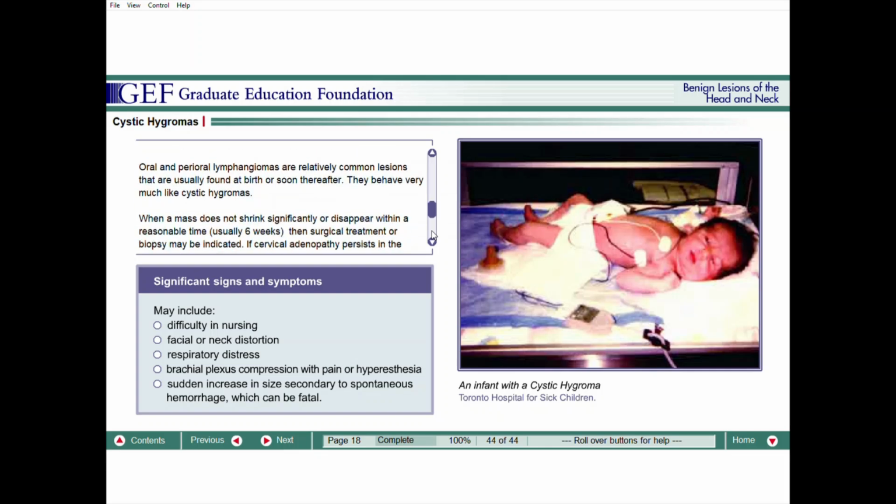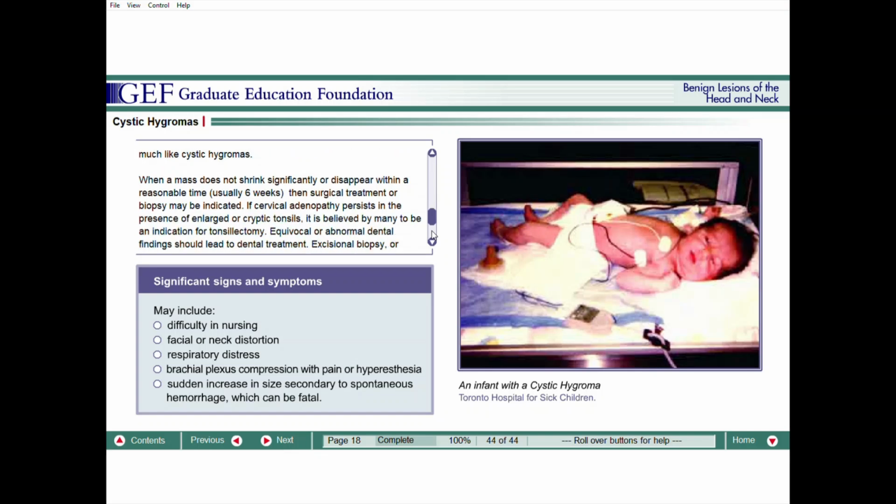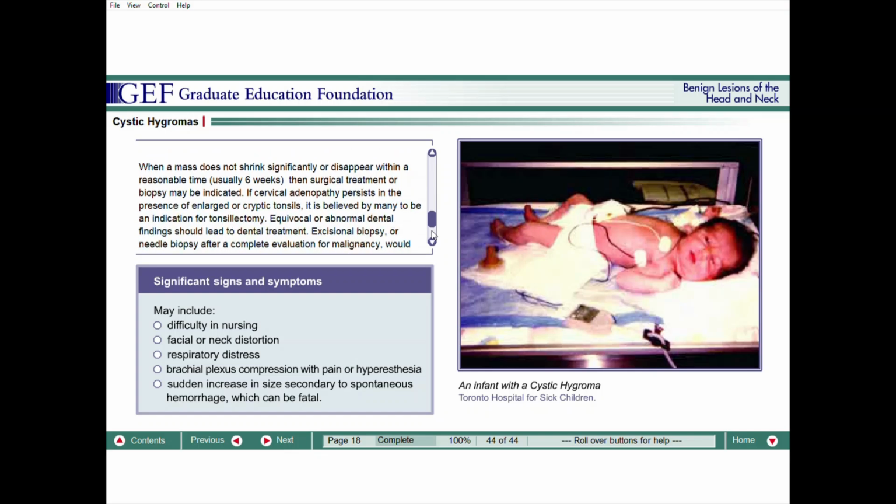Oral and perioral lymphangiomas are relatively common lesions that are usually found at birth or soon thereafter. They behave very much like cystic hygromas. When a mass does not shrink significantly or disappear within a reasonable time, usually 6 weeks, then surgical treatment or biopsy may be indicated. If cervical adenopathy persists in the presence of enlarged or cryptic tonsils, it is believed by many to be an indication for tonsillectomy. Equivocal or abnormal dental findings should lead to dental treatment.